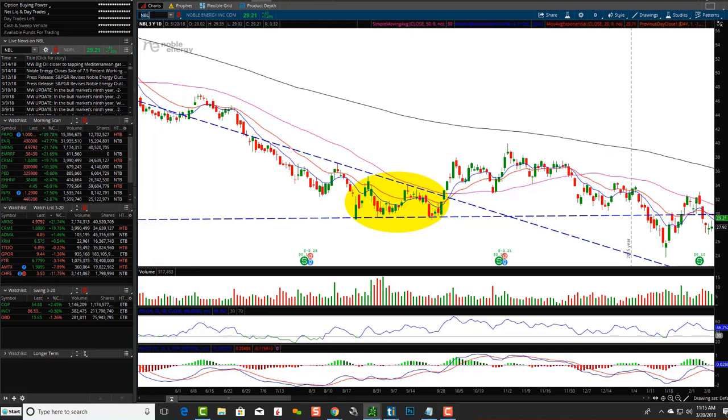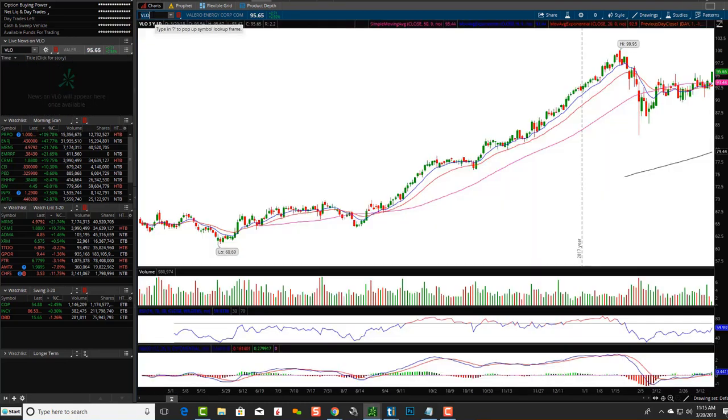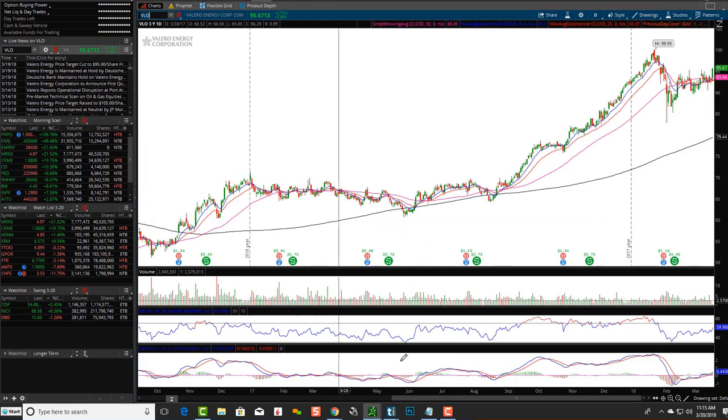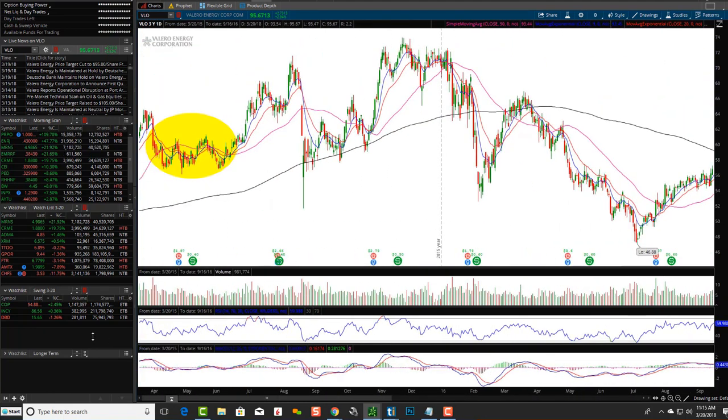Again, everything is about support and resistance when trading, right? You want to buy low, sell high. Or if you're shorting, sell high and buy low to cover.